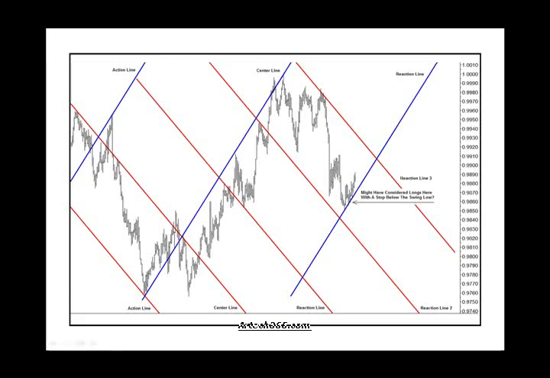Do you ever combine median lines with diamonds? I believe so, Scotty, yes.